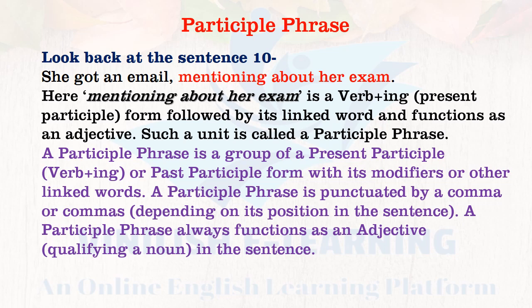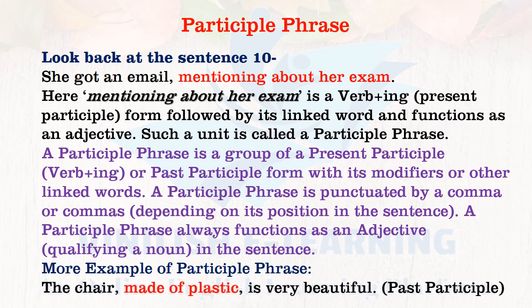A participle phrase is a group of a present participle or past participle form with its modifiers or other linked words. A participle phrase is punctuated by a comma or commas, depending on its position in the sentence. A participle phrase always functions as an adjective, qualifying a noun in the sentence. More example of participle phrase. The chair made of plastic is very beautiful.